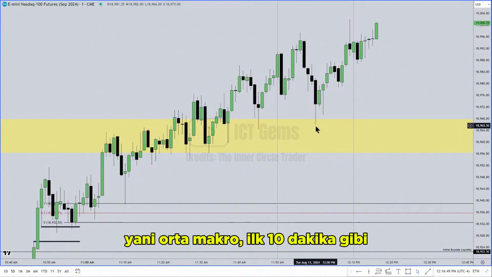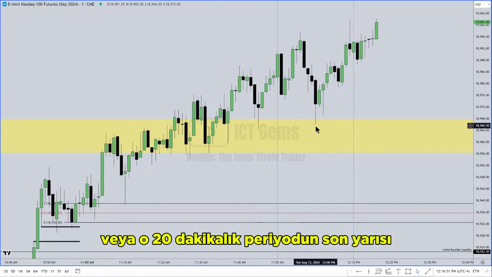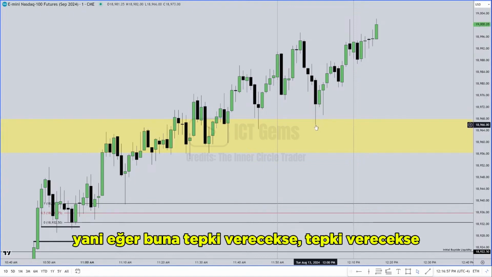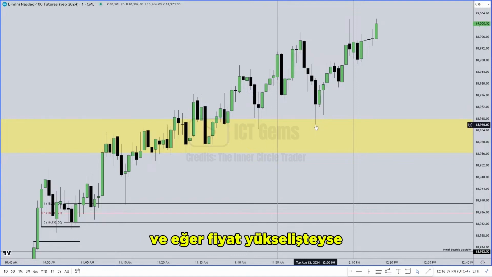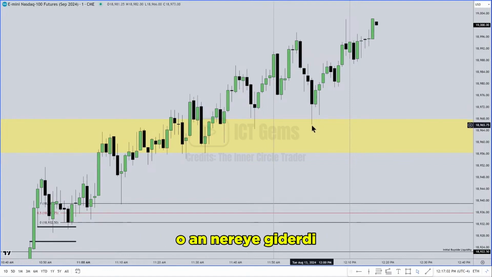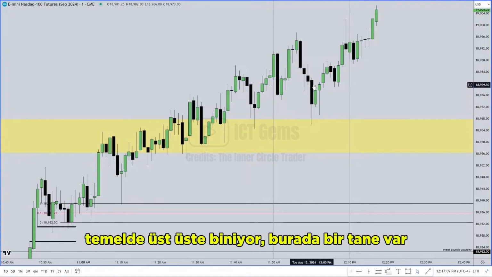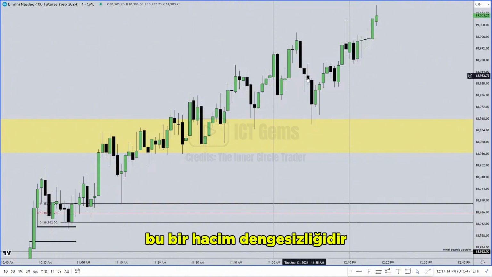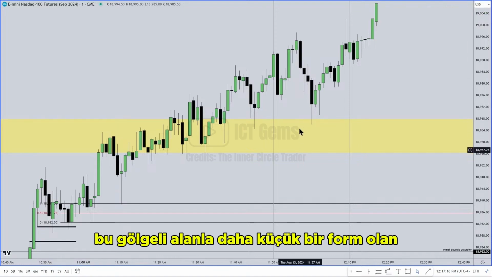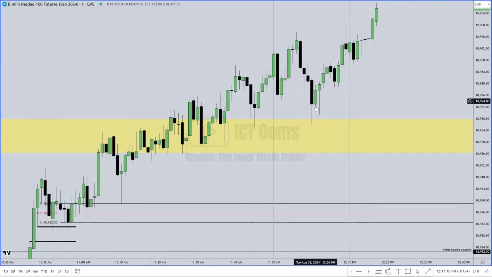So that's mid macro. It's like the first 10 minutes entering the last half an hour or last half of that 20-minute period. So if it's going to be reacting off of that, and if price is bullish, where would it go to at that moment? The price will spool where? To an inefficiency above that. So where's that at? Not here. It's basically overlapping there. You have this one, which is a volume imbalance, which is a smaller form of what this shaded area is that's derived from the daily chart. So you can trade up to that.